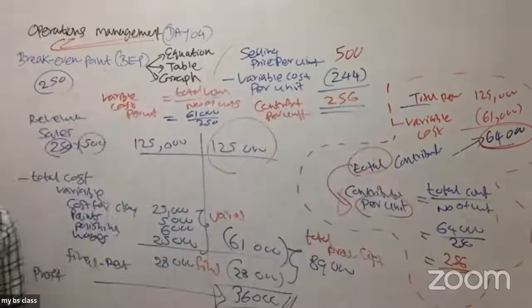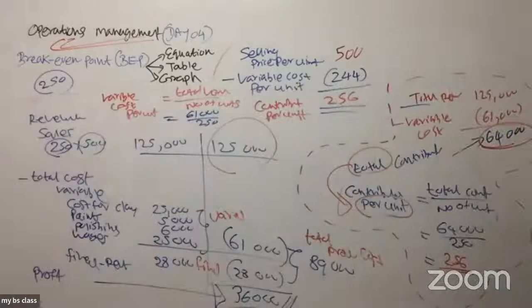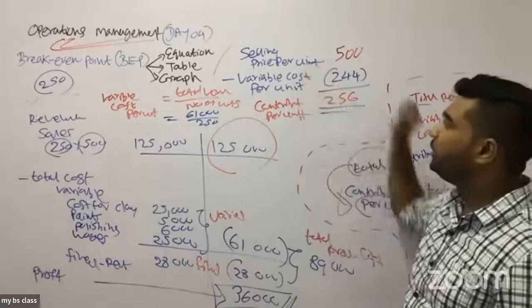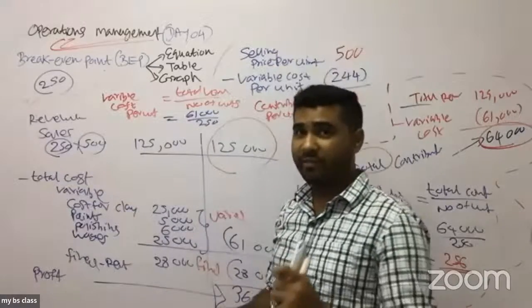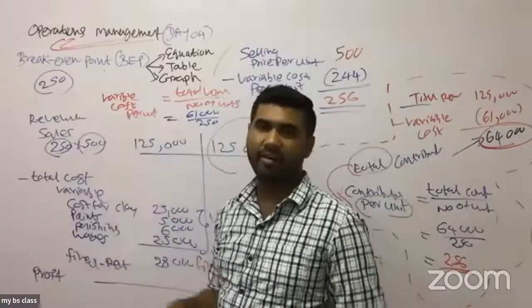So there are two ways that you can calculate. One is that you can find the total contribution. How do you find the total contribution? Total revenue deduct variable cost, which is 64,000. Then total contribution divided by the number of units, so 64,000 divided by 250, which is 256. Another method is your selling price per unit. Here you can get the selling price per unit, or if they gave you the total revenue, what do you do? Total revenue divided by number of units. If you do that, you get this, right?